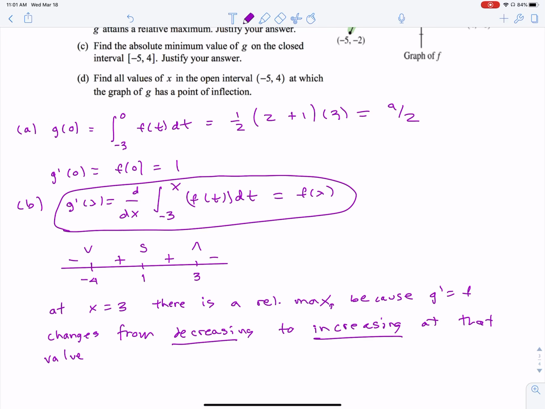Hold on one second. Let me just make sure I'm saying that correctly. I'm not correct. Let me scratch that. I didn't say that correctly, so I'm going to erase that. The reason I didn't say that correctly was, let's start over.